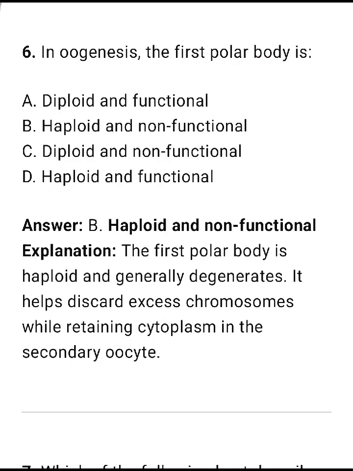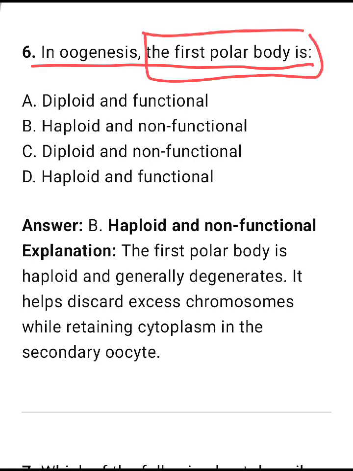Next one is, in oogenesis, the first polar body. As we know, there are two polar bodies which are formed. In some places it is also expected that there may be formation of three polar bodies, but that is not confirmed. So option number B is the right answer. The polar bodies are haploid and non-functional.